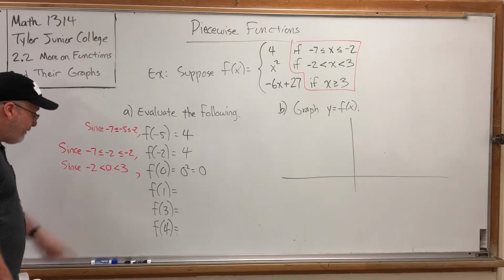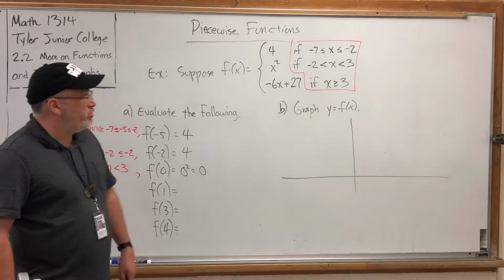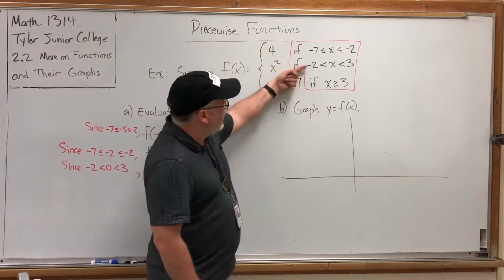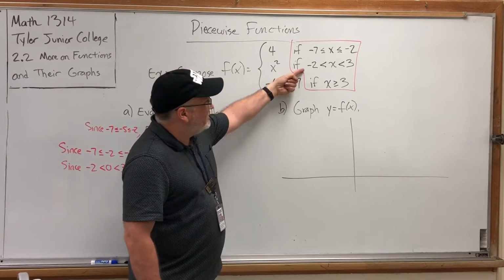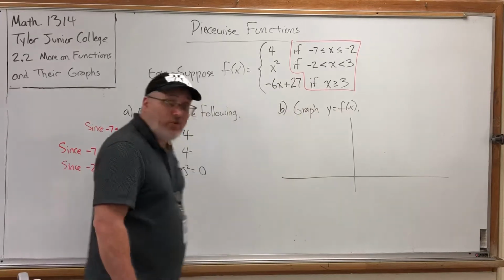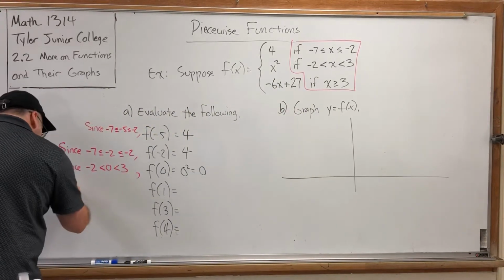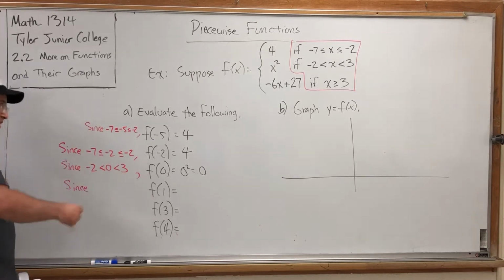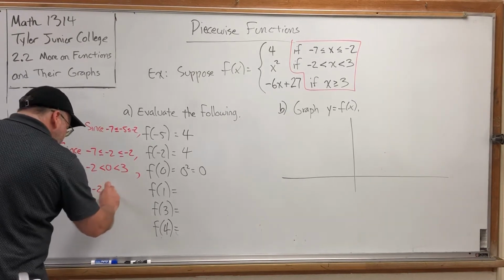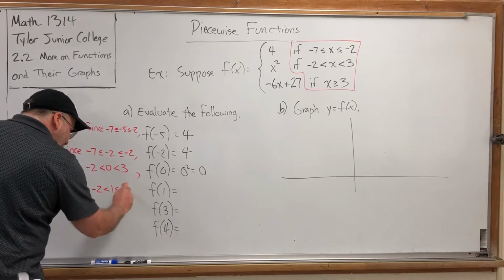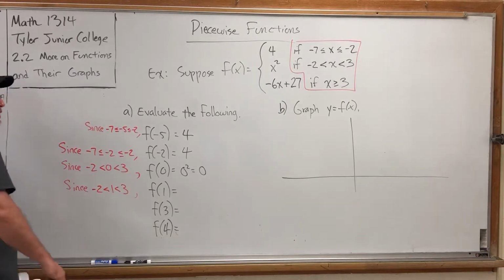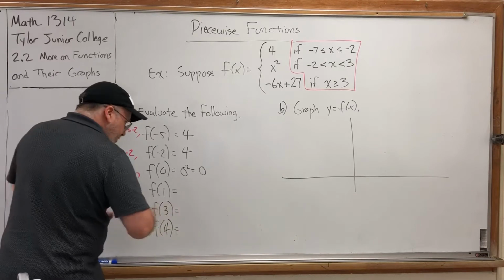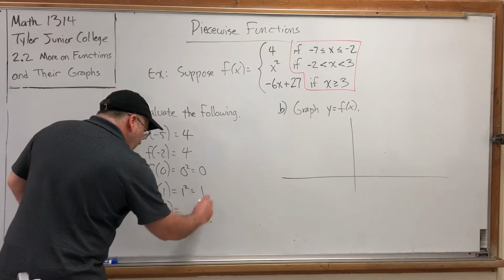Let's see, f of 1. Which condition does 1 satisfy? First, second, or third? It satisfies the second condition. 1 is between -2 and 3. You don't have to write these phrases in red. I'm just justifying why I'm using the function that I'm using. Since -2 is less than 1, which is less than 3, we're going to use the middle function, which says give me the input and I'll square it. 1 squared is equal to 1.